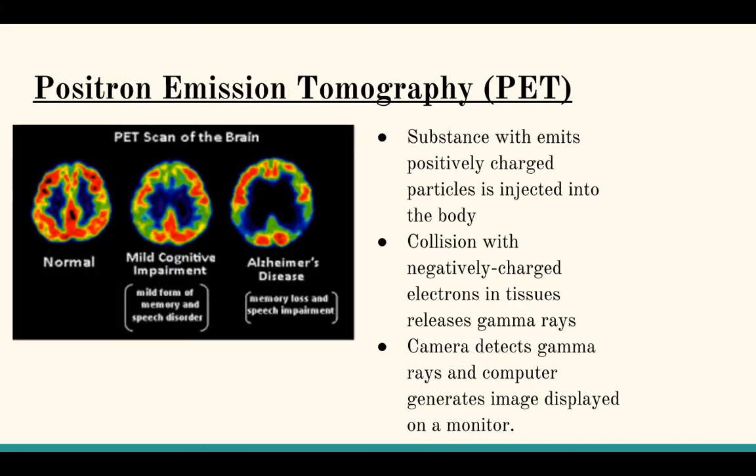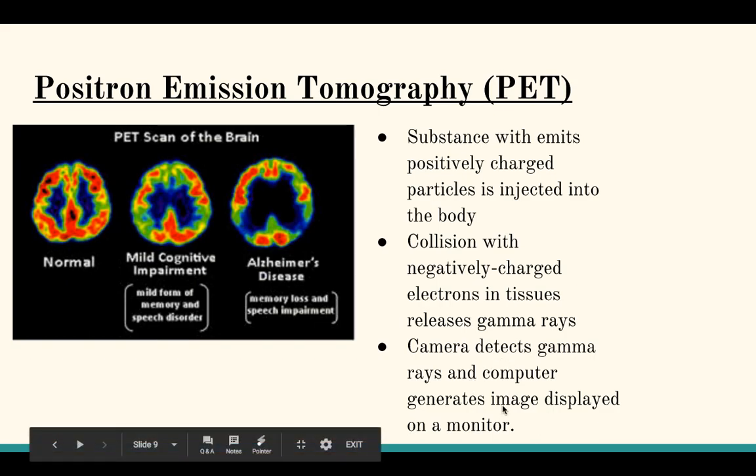Okay, this next one here is a PET scan, also known as positron emission tomography. And this gives us a different view from what we've seen on the other images. What this does is a substance will emit positively charged particles, and it's injected into the body. And then there's a collision with negatively charged electrons in the tissues that release gamma rays. And it's this high energy radiation that's detected by a camera, and then a computer will generate an image displayed on the monitor. All right?